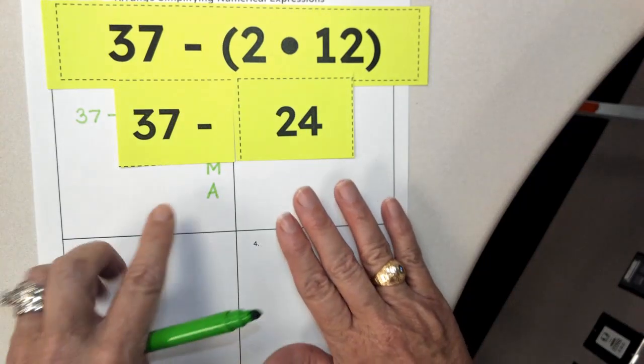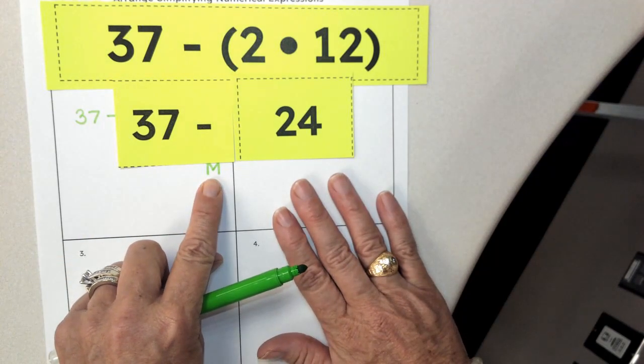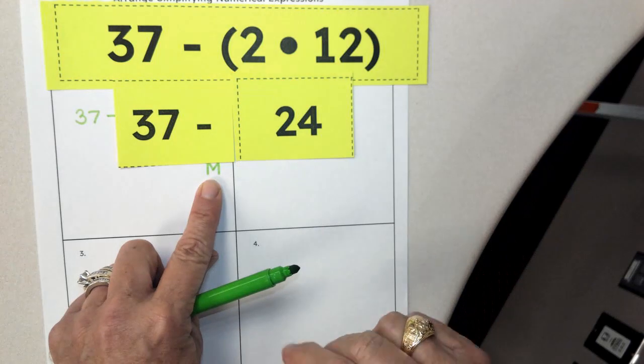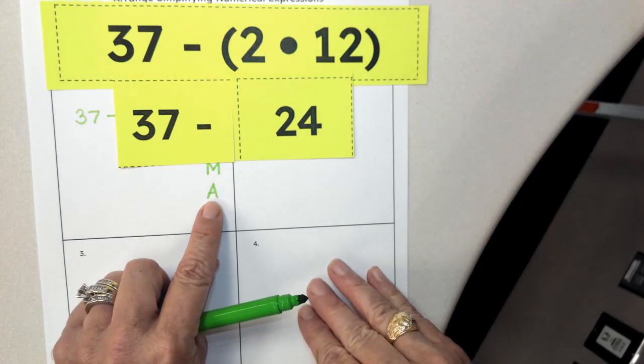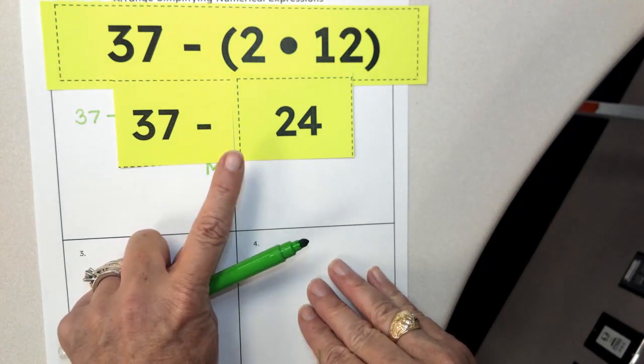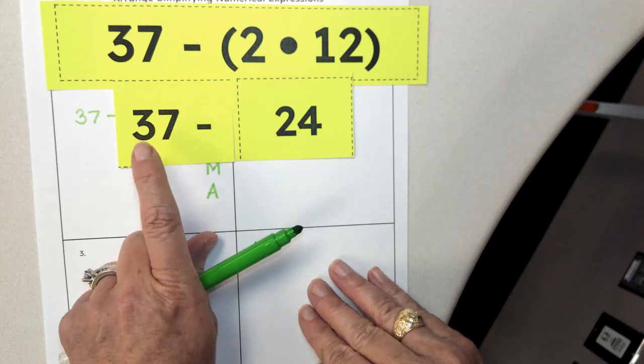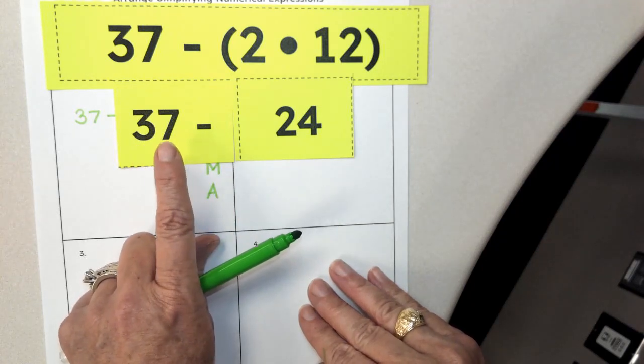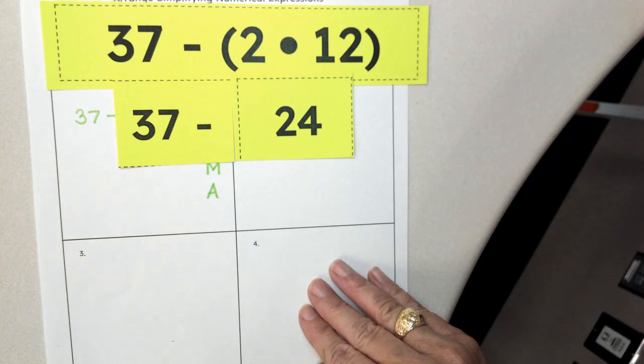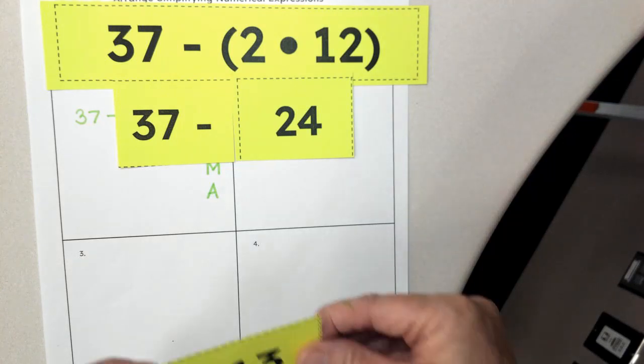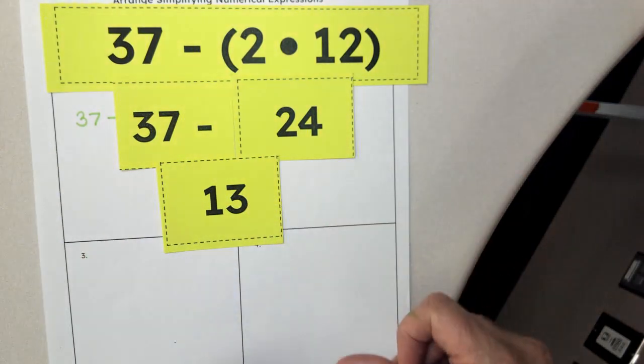The next thing I would want to think about would be my multiplicative actions, and there are no multiplicative actions, so I would continue down to my additive actions, and I would see that I have a subtraction sign, so I would solve this last, 37 minus 24, and when I do that math, yes, the answer is 13.